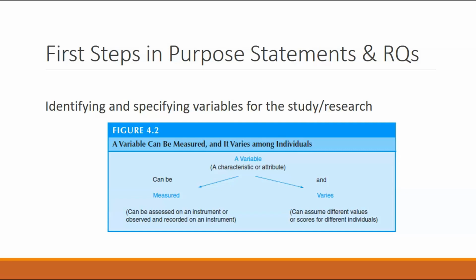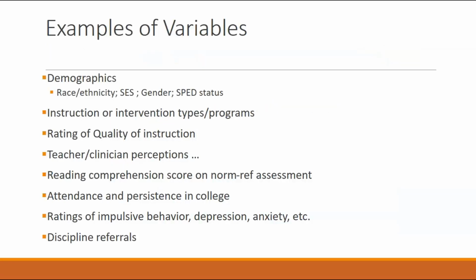So again, it's important to think about a variable as something that can be measured, an attribute, a characteristic, and it varies. If you think about gathering all the information, it's going to have variable responses or data for that variable. Here are some quick examples. Demographics can be variables sometimes. Sometimes it's just your sample, where you have certain demographics, but sometimes you're actually interested in demographics themselves as a variable.